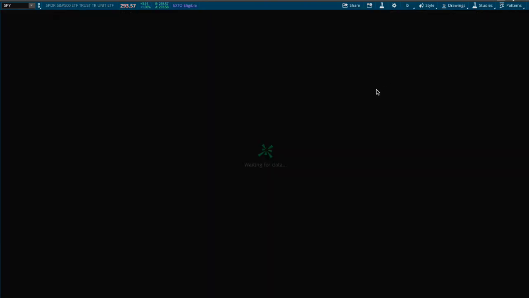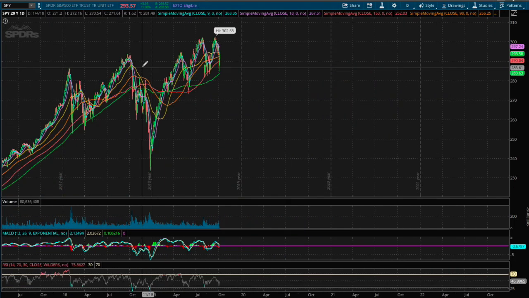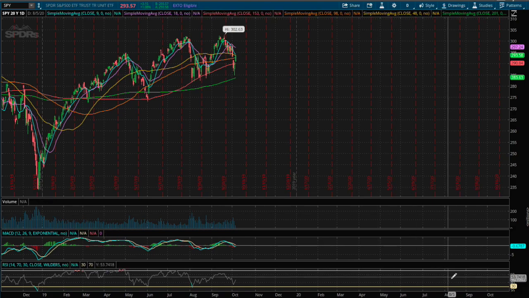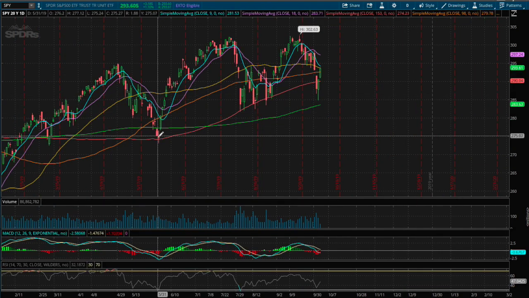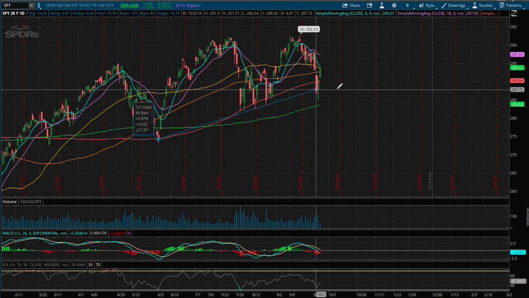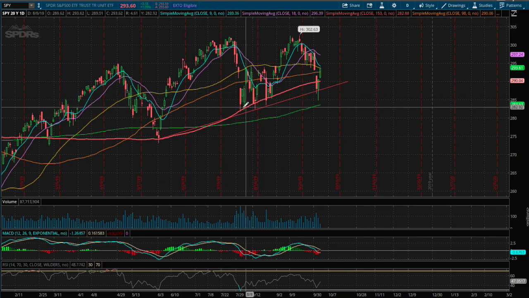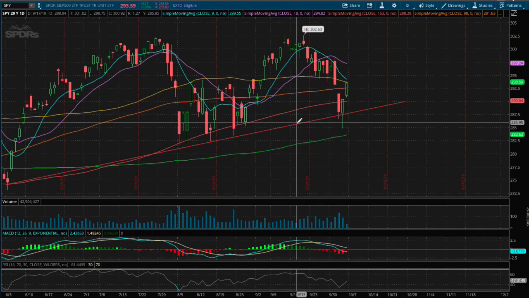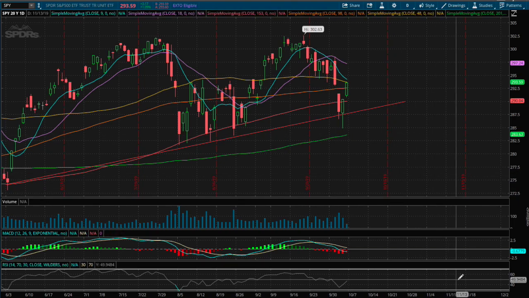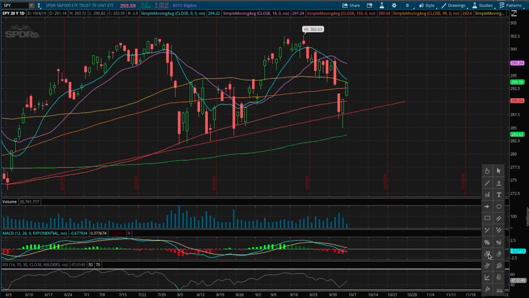On the daily chart, we do see the trend line still intact, so let me draw it for you. This trend line started back in late April or early June, and we are still maintaining above it. We have not closed below this trend line, so that's a good indication that this uptrend is still intact.